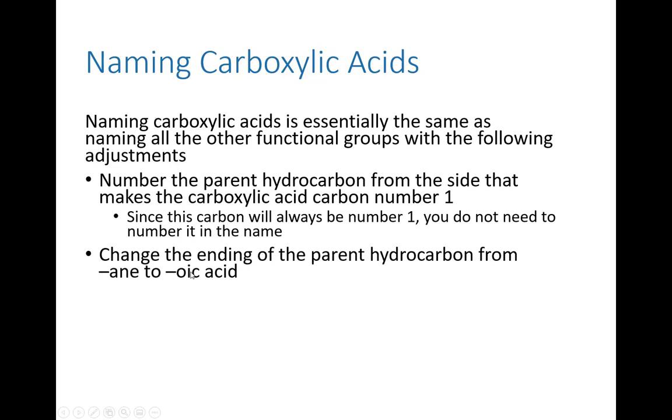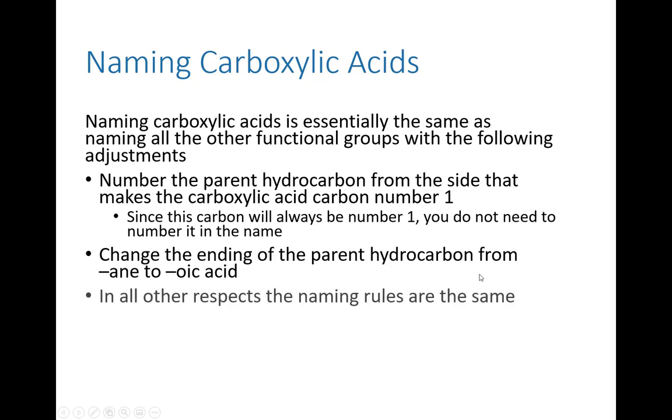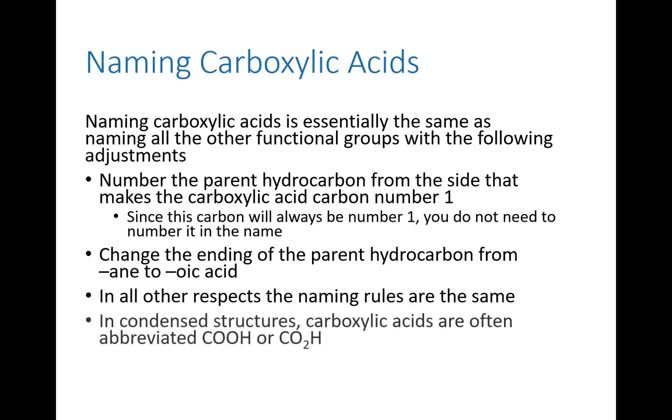And because it's always numbered 1, you don't need to number it at all in the name. The ending of the parent hydrocarbon goes from ane to oic acid. And in pretty much every other way, the naming of compounds here is the same as for the previous functional groups. Now, we will often see carboxylic acids abbreviated as COOH or CO2H. Your textbook in particular likes to use the first version of that. So if you see that, you should immediately interpret that as a carboxylic acid.